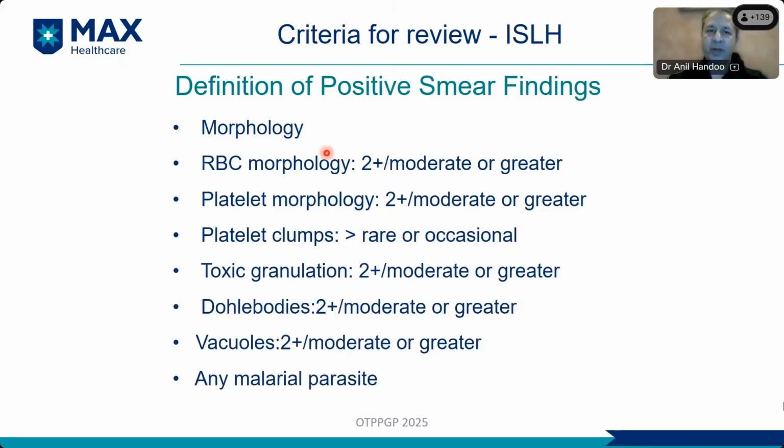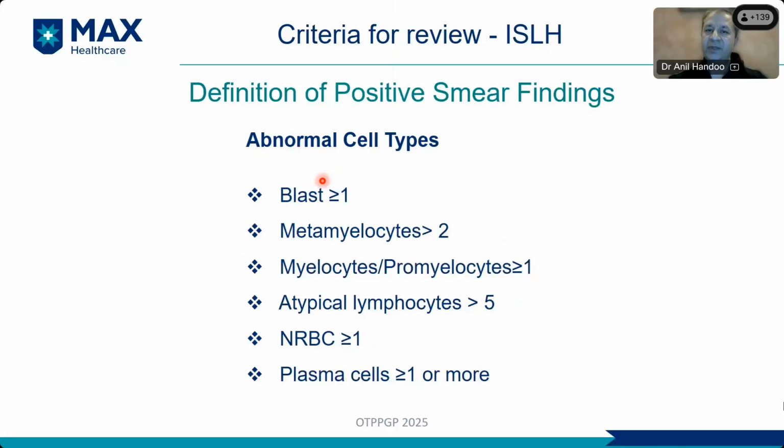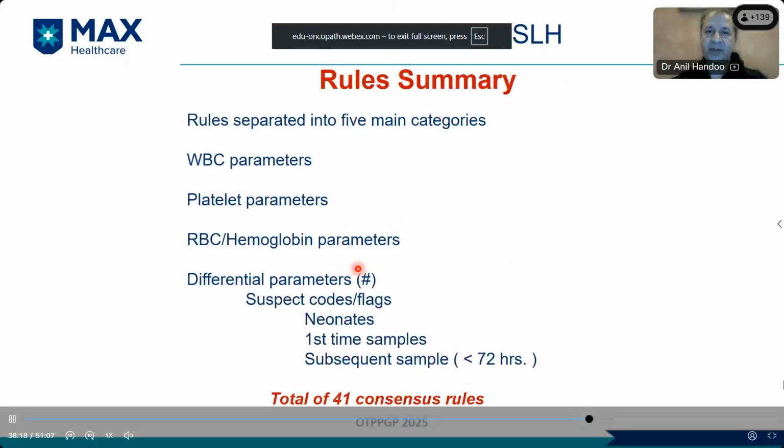And just to give you the bottom line, the definition of a positive smear finding included morphology for RBCs, platelets, platelet clumps, toxic change, etc. And then you had abnormal cell types which were picked up. Now this was like you were looking at the smear and at the same time looking at the data coming from the hematology analyzer.